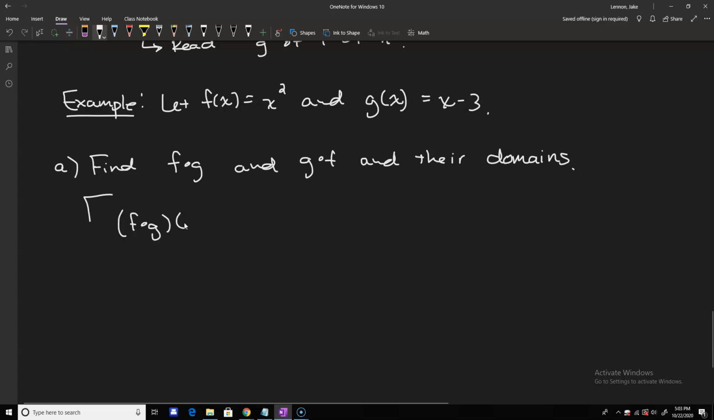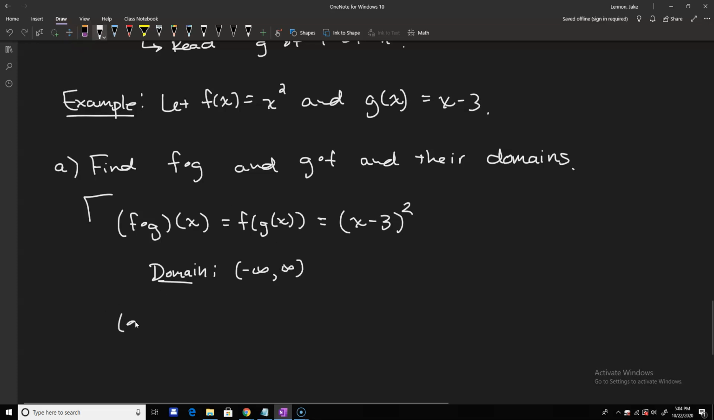F of g of x means we want to do g of x plugged in as the input to f. So g of x is x minus 3, so we want to replace x in the f formula by x minus 3. So we look at the f formula and change every occurrence of x to x minus 3. And again, this is just a polynomial, and we know polynomials have domains all real numbers. So the domain here is all real numbers or negative infinity to infinity if we're using the interval notation. And then we can do g of f of x.